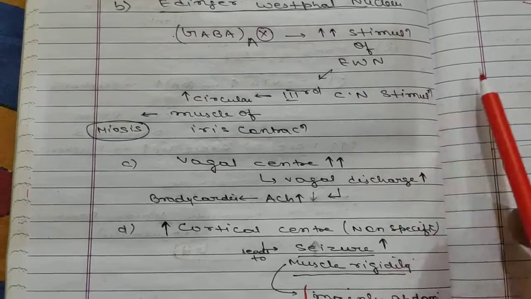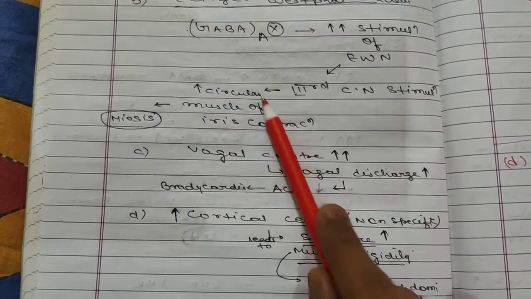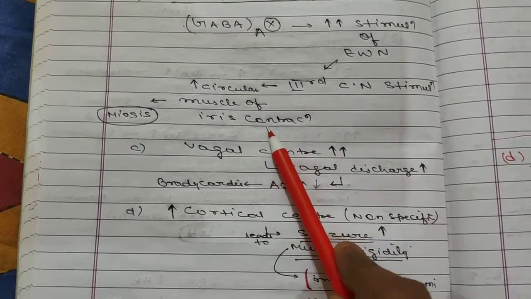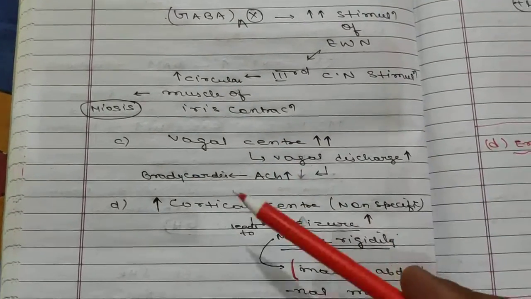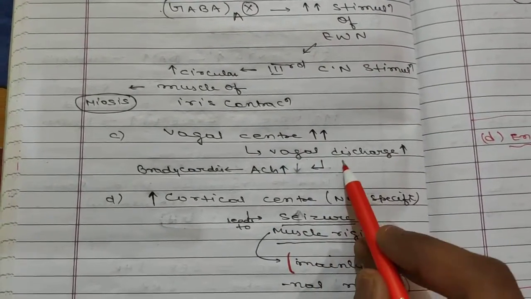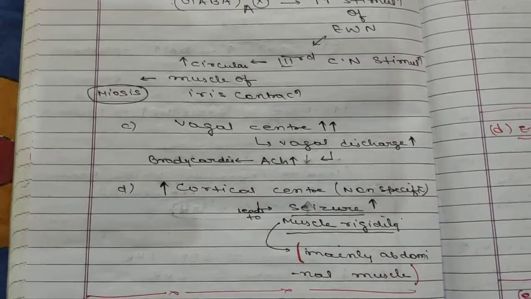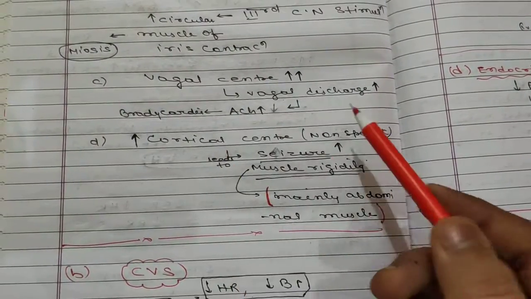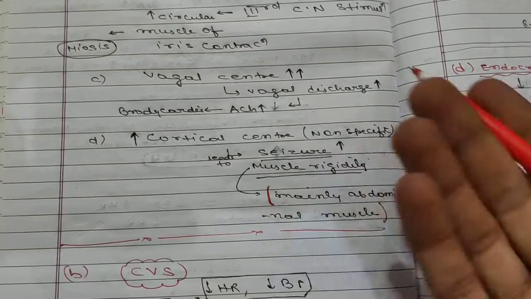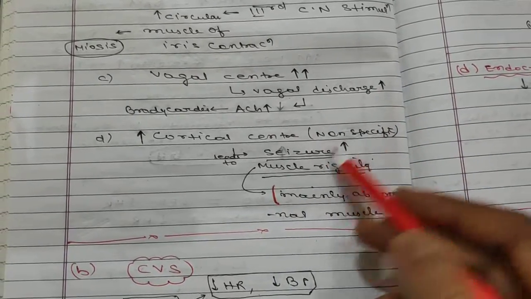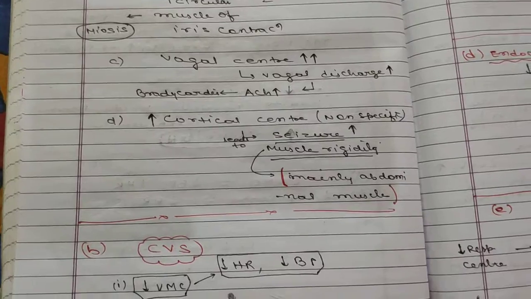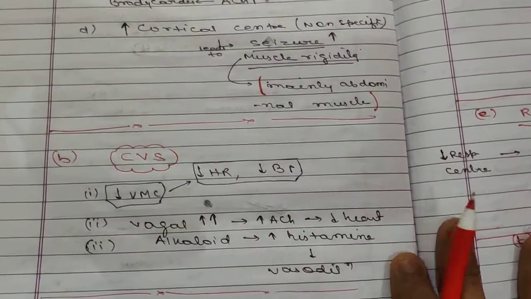So the third cranial nerve will be stimulated, and there will be increased circular muscle activity of the iris. So there will be contraction, and that will lead to miosis. The vagal center is also stimulated, so vagal discharge will increase, that will lead to an increase in acetylcholine, that will cause bradycardia. Cortical centers are also stimulated. Non-specific stimulation of cortical centers will lead to seizures, muscle rigidity and so on. So these are the actions on the CNS. Now moving to the actions on the CVS.